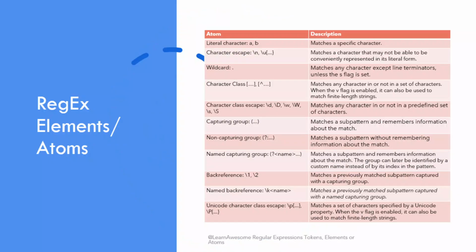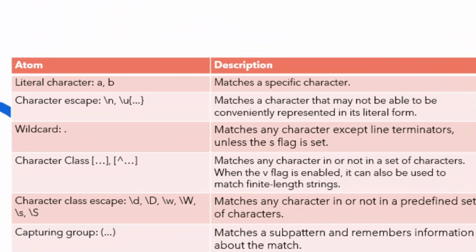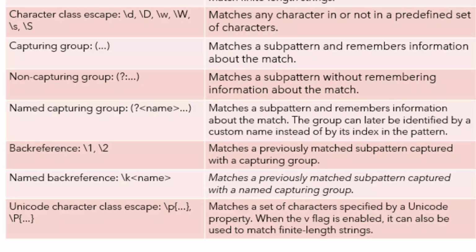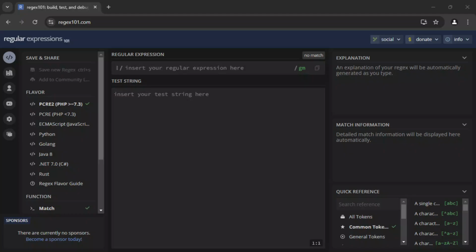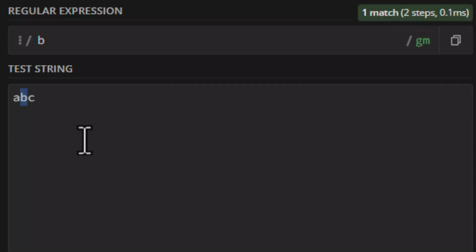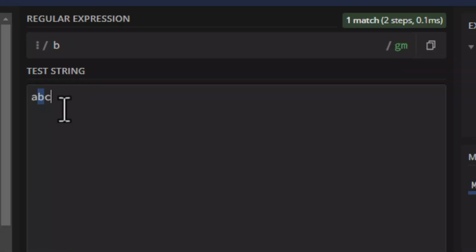Let's begin. So here's the list of concepts we would be trying out in this video. So without further delay, let's head to Regex 101 for our practice session. The first concept to try out is literal characters. A literal character matches exactly itself in an input string. So if my regular expression is just the character B, like this, and the input string is ABC, then it would match only the B character in the input string.